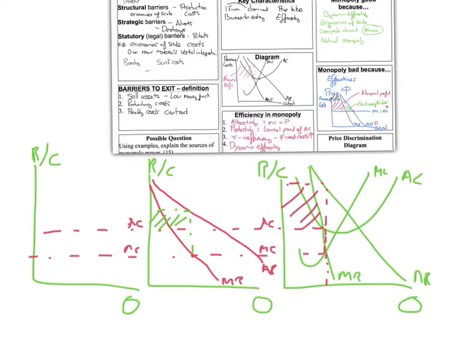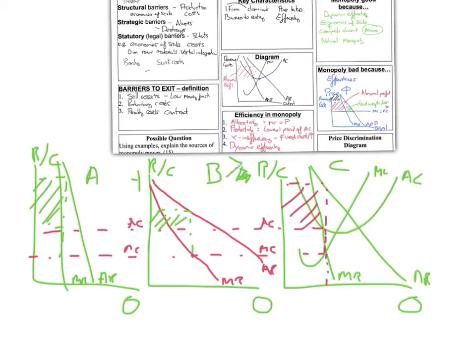Then you go to another one, and this has now got inelastic MR and AR. So they can produce where MR equals MC here. It's going to dot up. It's not a perfect diagram, but it'll do. And they'll be making this much profit. So the idea is this much profit here, plus the amount of profit they get from this elastic group, will be more than the profit they would have got if they didn't price discriminate.